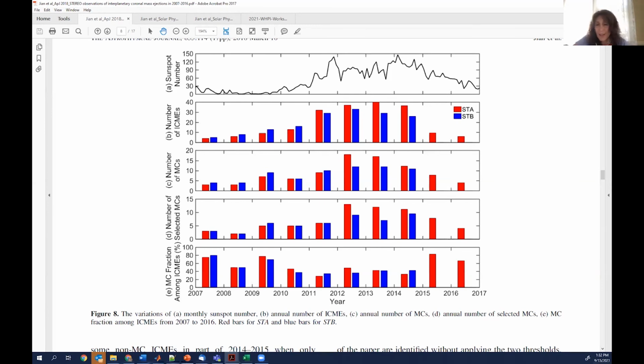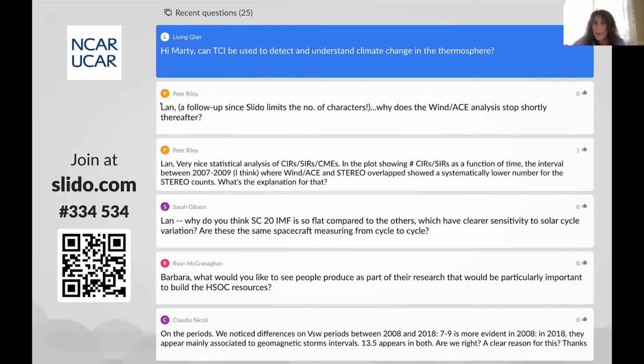So now we can go to another question. Ying has a question for Marty about the TCI index. Okay. So Marty, I'm thinking about this. Can TCI be used to detect the climate change in the upper atmosphere and also to understand the climate change? And if yes, how to do that?